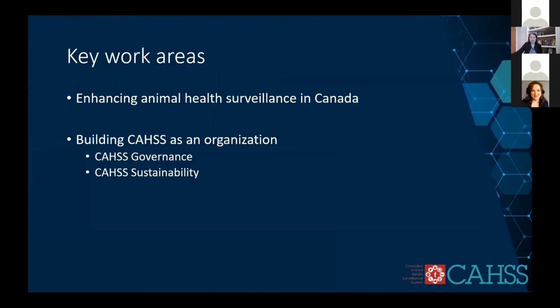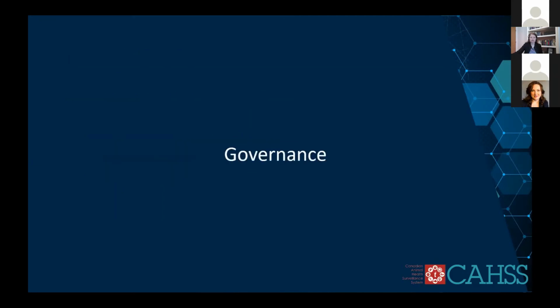So these are the 3 key work areas for CAHSS. Enhancing animal health surveillance is the largest activity and is the focus of much of our efforts. Nonetheless, we are paying attention to building CAHSS as a sustainable organization over the longer term. So in terms of CAHSS governance, there has been a lot of progress since 2019, and I think it's of value to briefly provide an overview of the current governance structure.